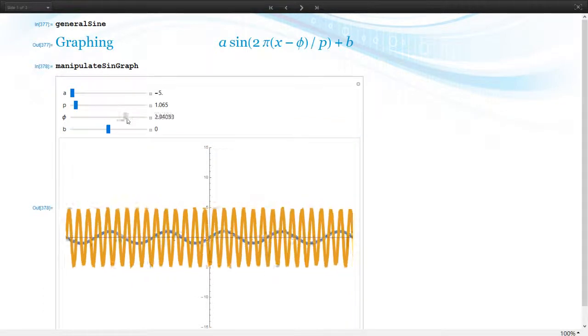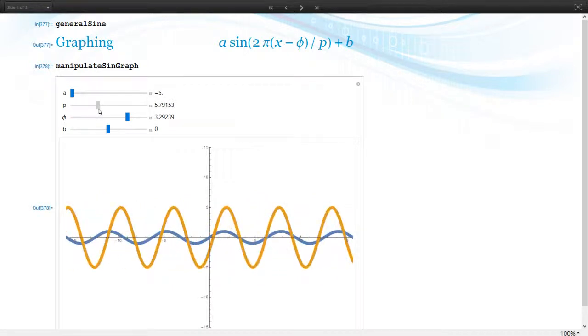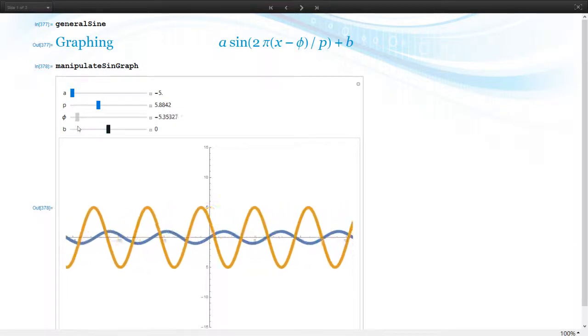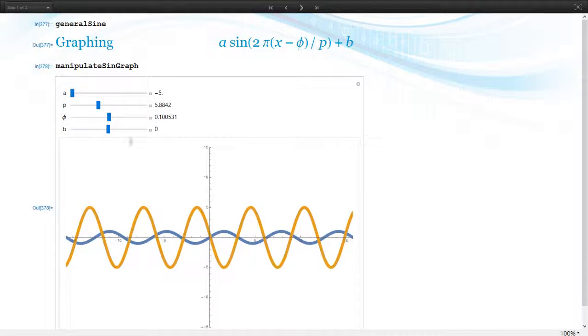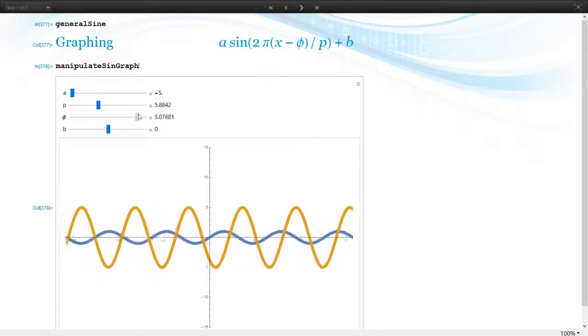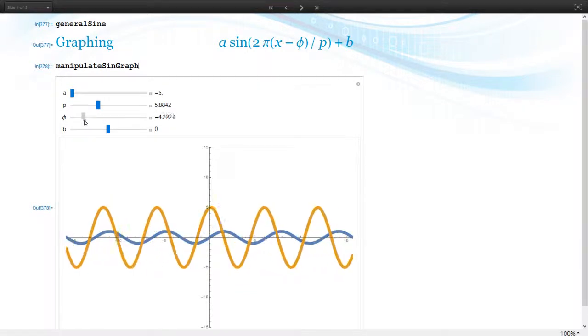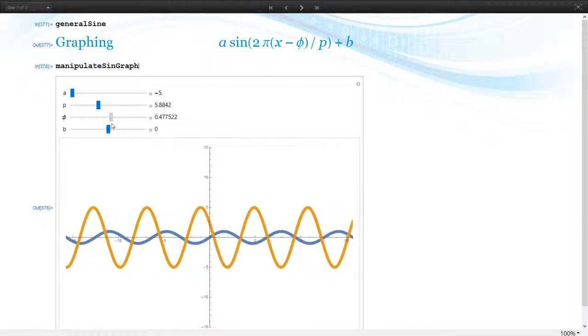Phi will shift the graph. We need to increase our wavelength a bit to get a bit more resolution. But as I move phi, as I increase it, my graph will move right. As I decrease it, my graph will move left. Conversely, if you wrote the equation with a plus sign there, if you used addition there, then having a positive phi would go left and a negative phi would go right. So you have to pay attention to that negative sign. Since I have put a negative sign here, positive phis go right, negative phis go left. If I just left it as an addition sign, it would be the opposite.